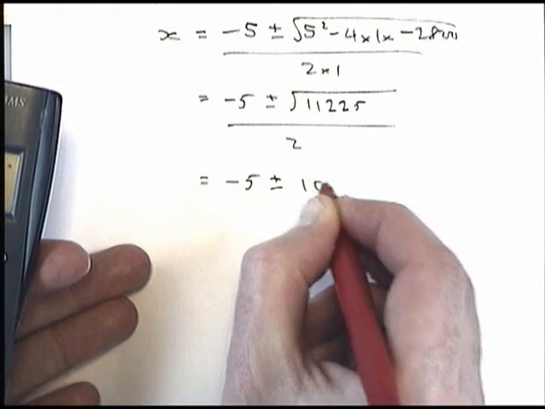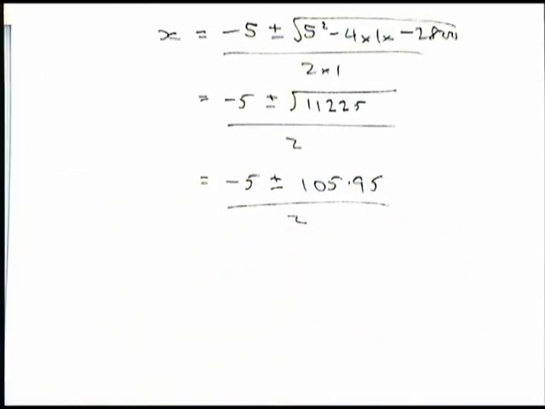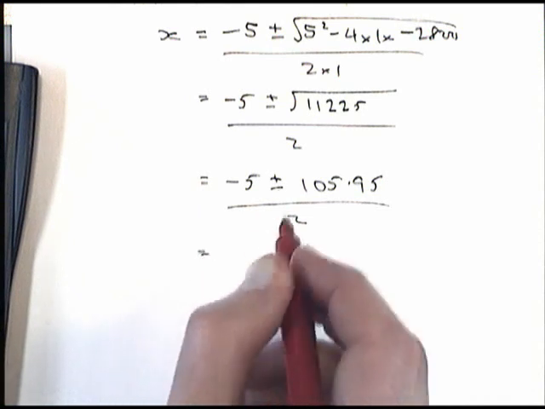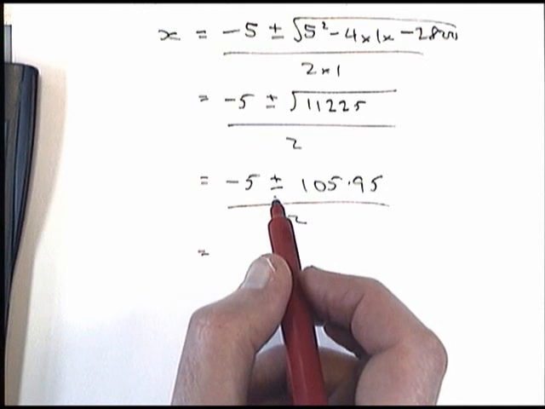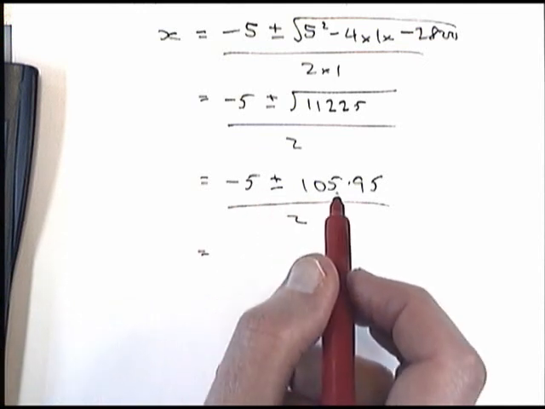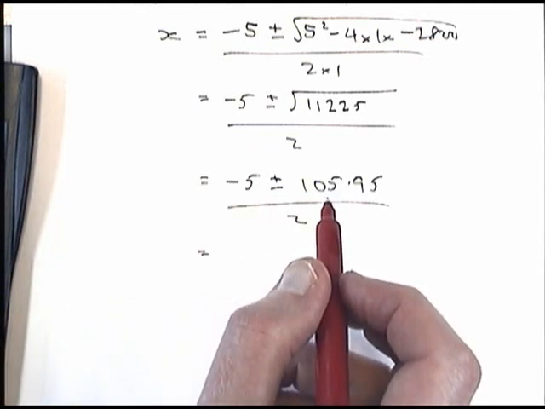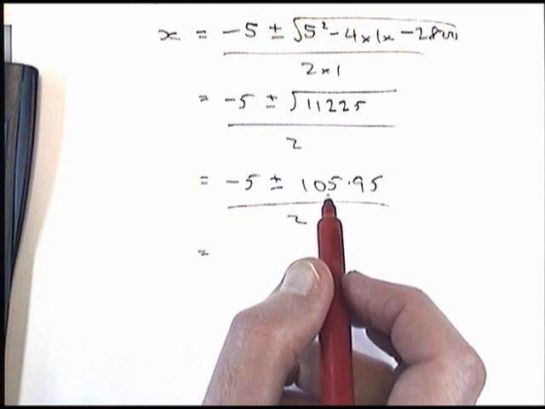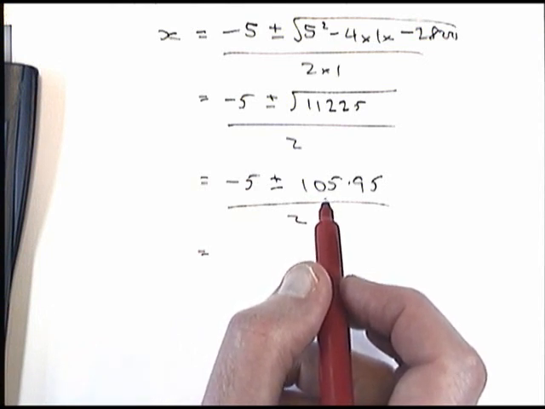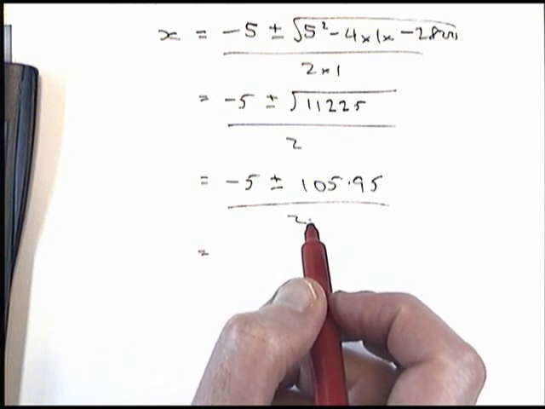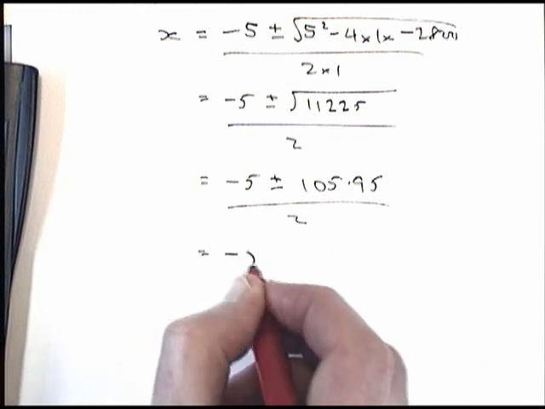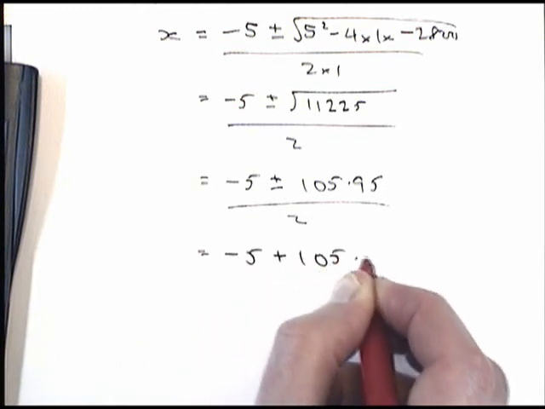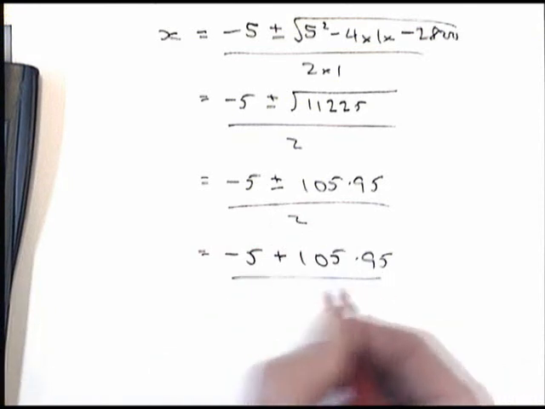If we do that, we get 105.95 over 2. So from here we'll get two answers. We'll get one answer if we use a plus sign, one answer if we use a minus sign. If we use a minus sign, we're going to have minus 5 minus another number. That's going to be negative. And what we're trying to work out here is the velocities, and it's not going to be a negative velocity. That's not going to be the sensible answer. The only answer we're actually interested in here is when the positive sign is in there.